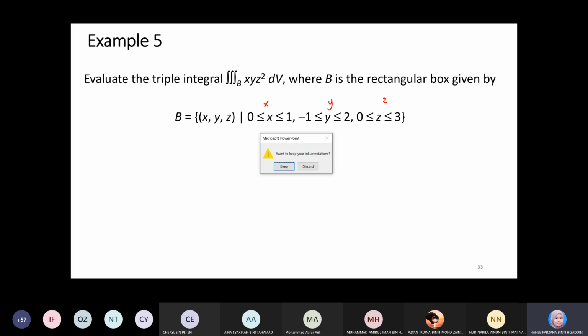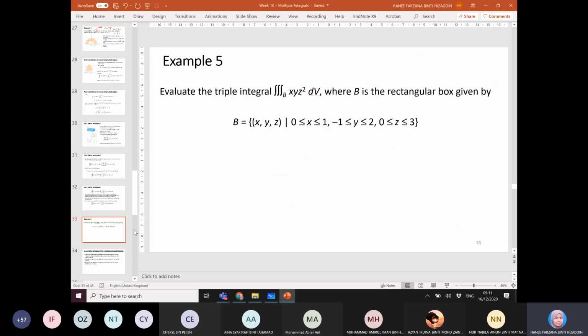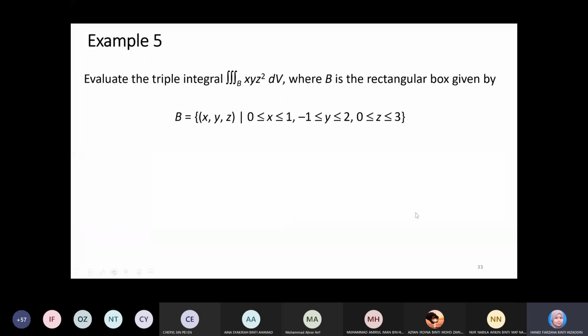Okay, let's just do this quickly. So you want to integrate over B xyz squared dV. We put the z outside. Then inside is the y, so y is from -1 to 2, and x is from 0 to 1, and put the function xyz squared, so dx, dy, dz.